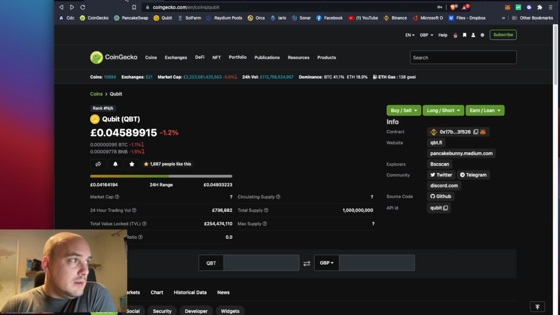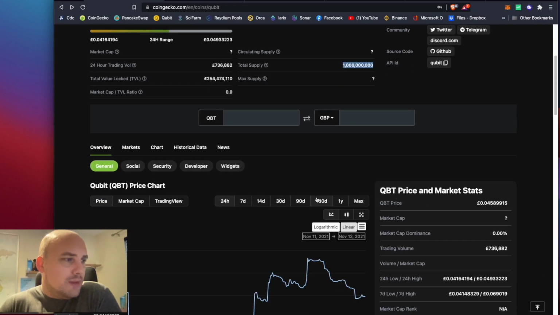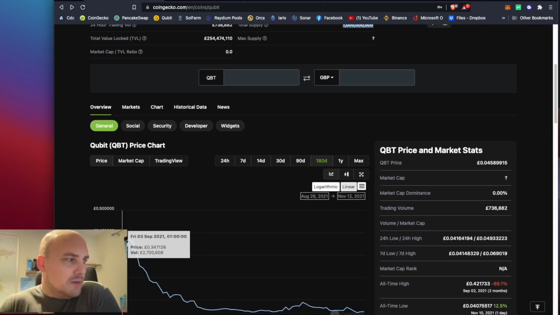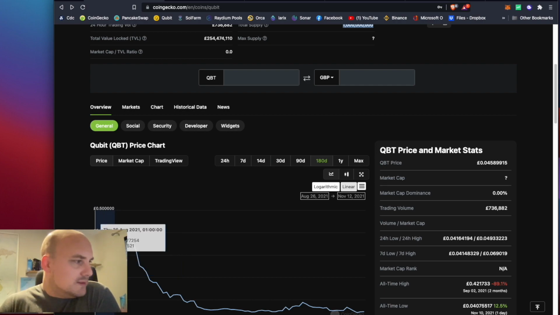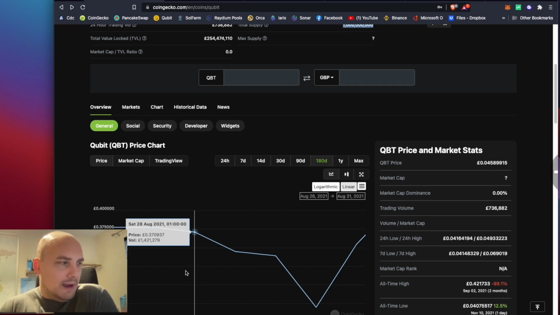So a token which I buy a lot of is one called Qubit, which is a borrow and lending platform token. When it was launched, it came out with 1 billion total supply, which is a standard amount for a lot of these currencies. But it came out with a launch price of around 30, 40 pence. In fact, 37 pence was its launch price when it came onto CoinGecko. And since then, it's not done so well. It's gone down and down and down.